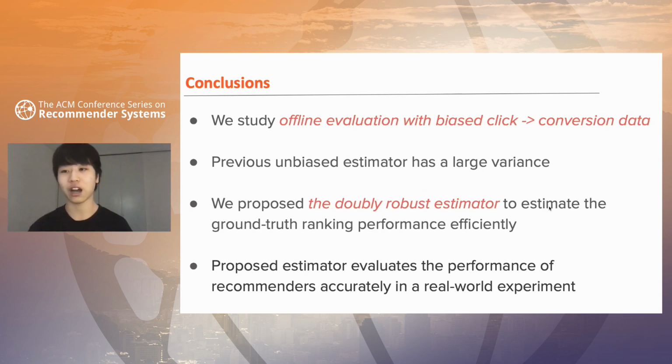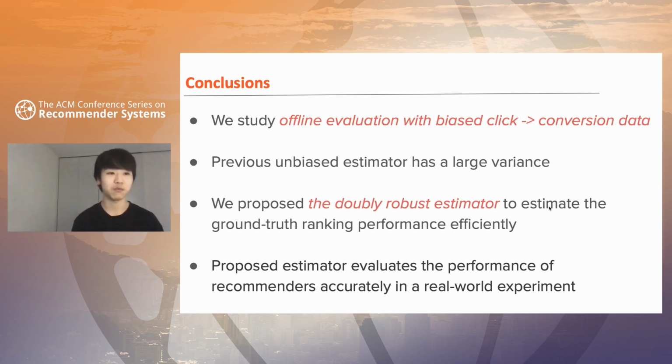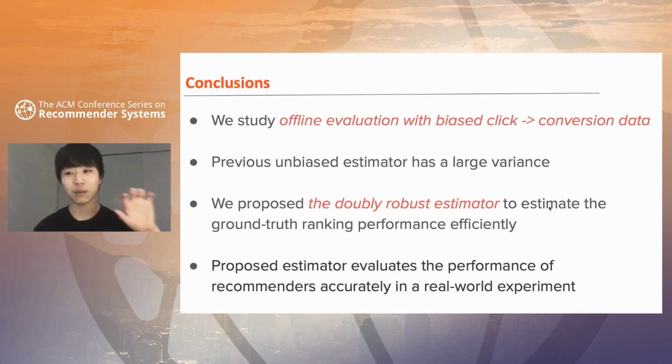Because of the highly sparsity problem, we propose a doubly robust alternative to estimate the ground truth more efficiently. The proposed estimator evaluates the performance of arbitrary candidate recommenders accurately in our real-world experiment.